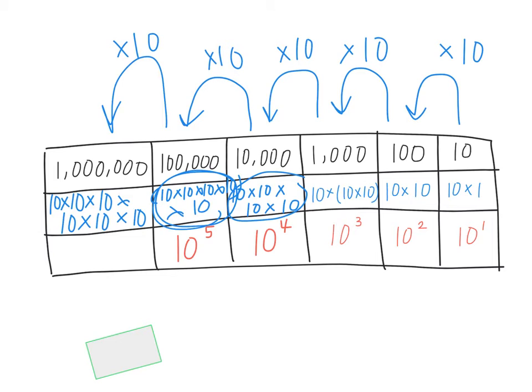What about for 1 million? What's the factor that's getting multiplied over and over again? 6. Is the factor 6? The factor is 10. But there are 6 factors of 10, so you write the 6 really small.